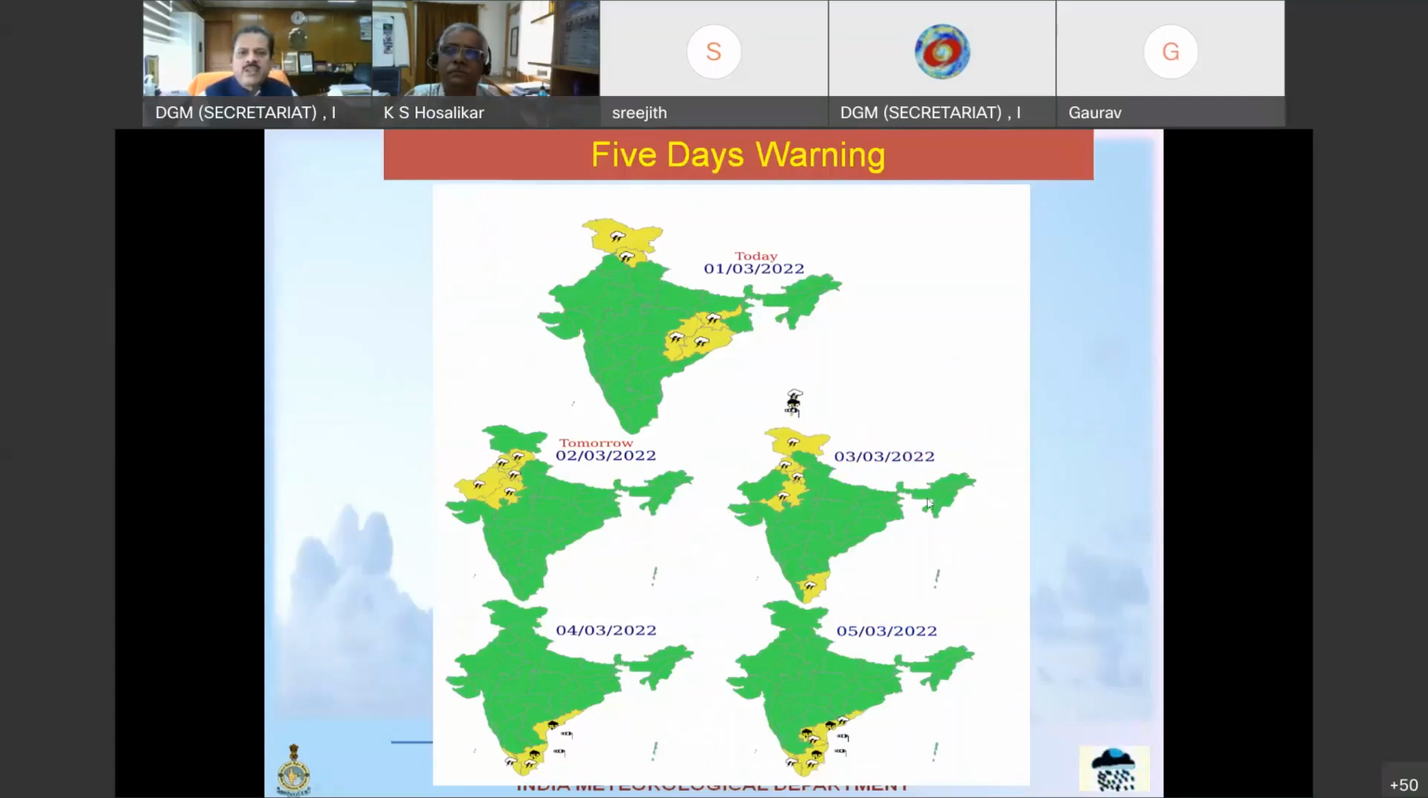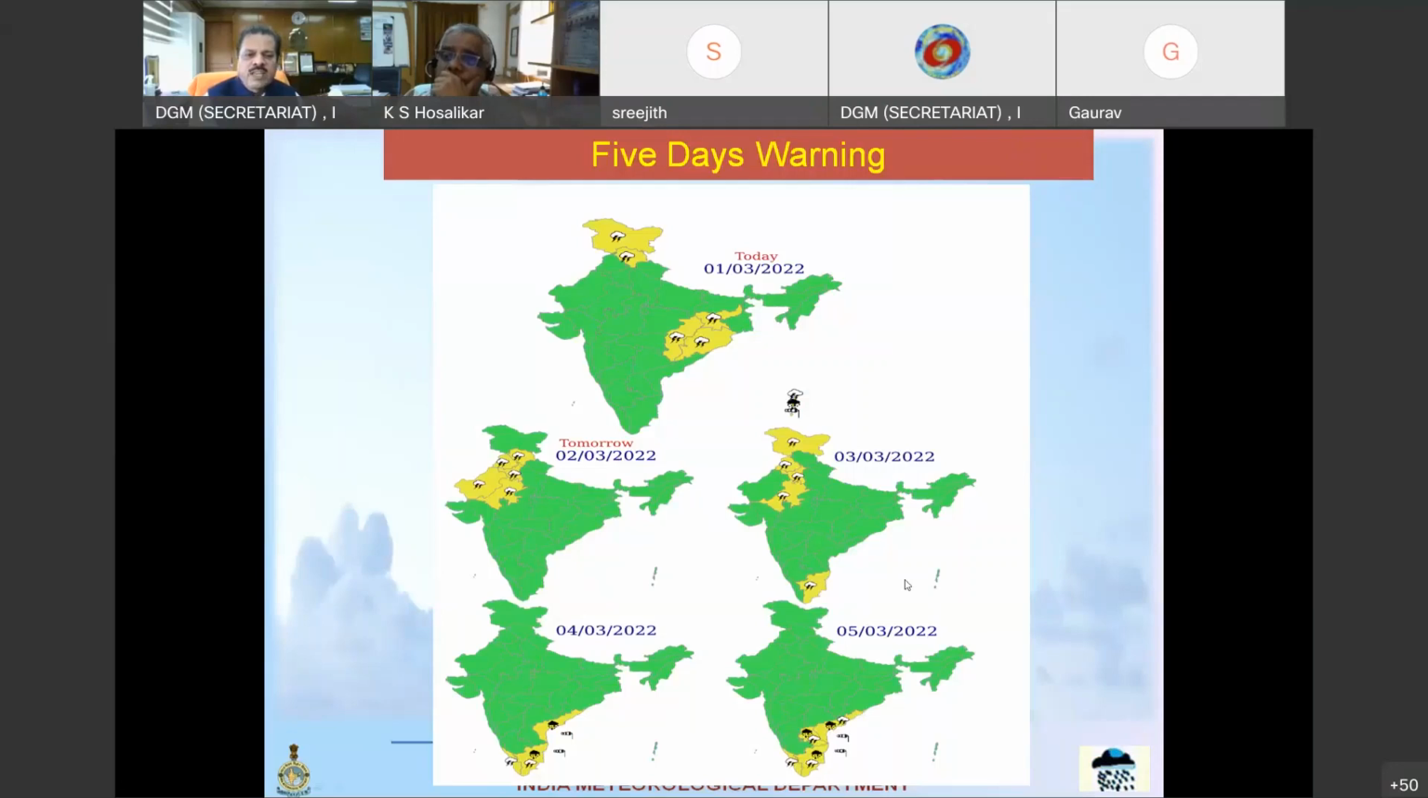Now, this is the 5-day warning. As I was telling you, we are expecting the low pressure area to impact the southern parts of the peninsula, especially the Tamil Nadu and Puducherry area. Therefore, we are expecting heavy to very heavy rainfall, as well as strong winds near the coast, especially starting with 3rd till 5th.